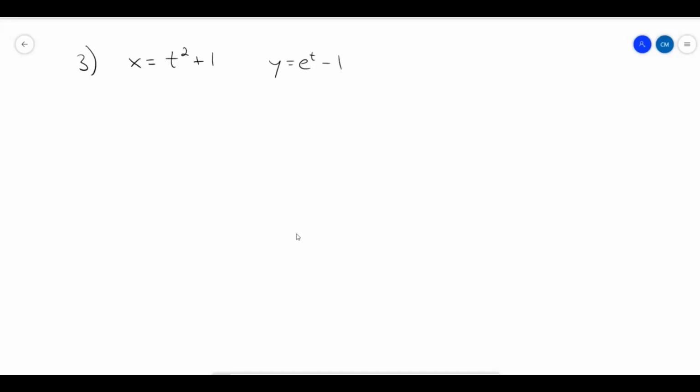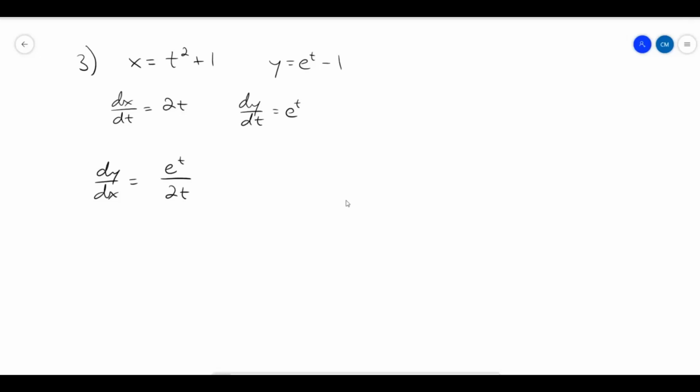Okay, so anytime you need to find the second derivative of a function, of course, you have to also find the first derivative, so let's do that. To find the first derivative here, we need to know what dx/dt is, we need to know what dy/dt is, and then plug it into that formula for dy/dx. So dy/dx is dy/dt, that's e to the t, over dx/dt, 2t, okay?